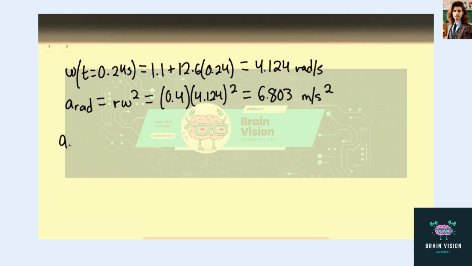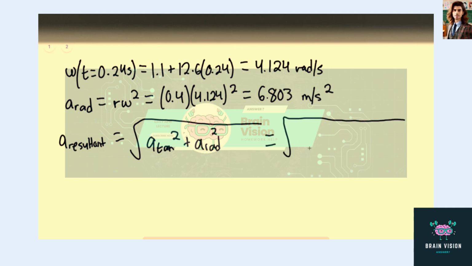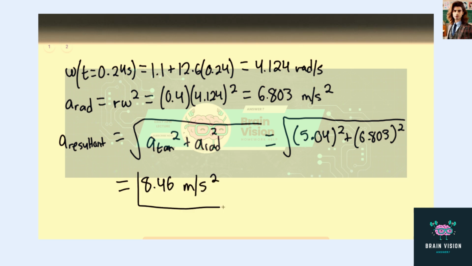At this point, a resultant is going to be equal to the square root of a tangential squared plus a radial squared. And we find that this is going to be equal to the square root of 5.04 squared plus 6.803 squared. And this is going to be equal to 8.46 meters per second squared. So this would be your answer. This would be the resultant acceleration after an angular displacement of 0.1 revolutions.